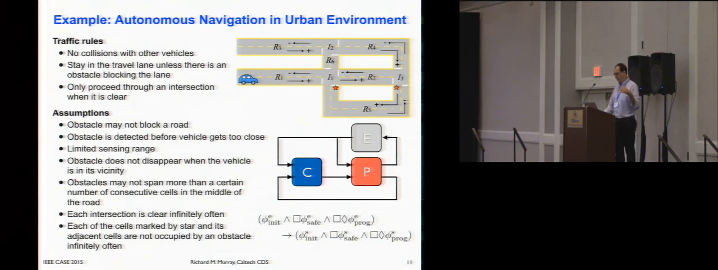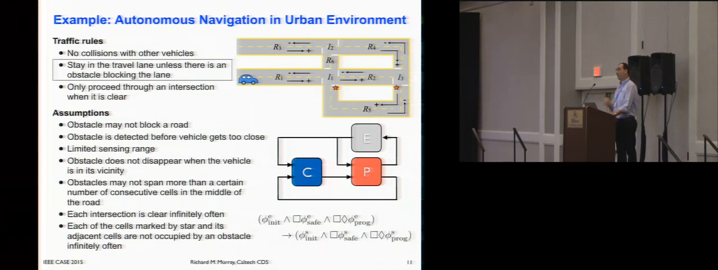You need to stay in your lane unless there's an obstacle blocking your lane, and you can only proceed through an intersection if it's clear. We also need a bunch of environmental assumptions. Just as an example, if we look at this particular specification, stay in your travel lane unless there's an obstacle blocking the lane. If you just try and synthesize with that, you will immediately get a counterexample. That is, your synthesizer will come back and say this specification is not satisfiable.